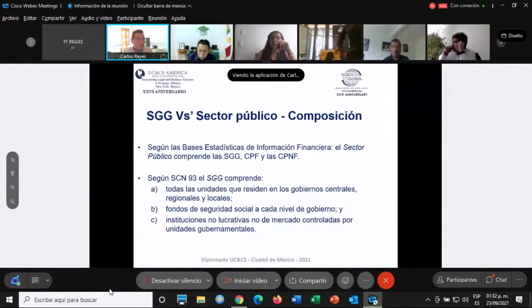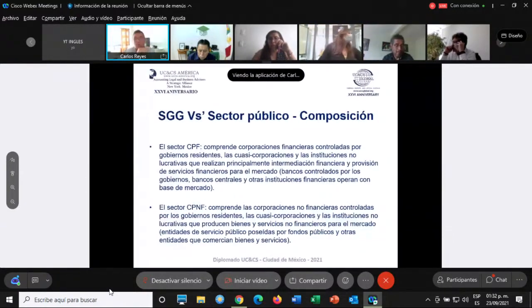Now, public financial corporations include those corporations and also quasi-corporations, that's an interesting name, and non-profit institutions that carry out financial intermediation or provide financial services for the market, among them financial public corporations that are controlled by the government, central banks, of course, and other financial institutions that operate on market conditions.